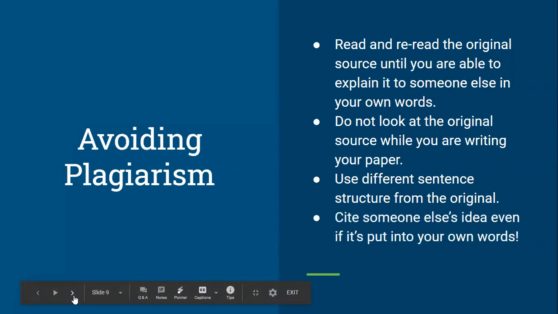And this is important too. Even if it's someone else's idea that you've paraphrased, you still have to cite. So you're not just citing direct quotations, right? If it didn't come from your brain, you have to cite it unless it's common knowledge. And then cite as you write. So don't put your paraphrase in your paper and think, oh, I'll add that in later. I'm going to cite it later. Do it right then so you don't forget.